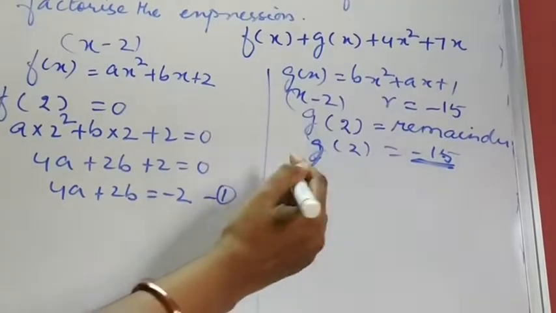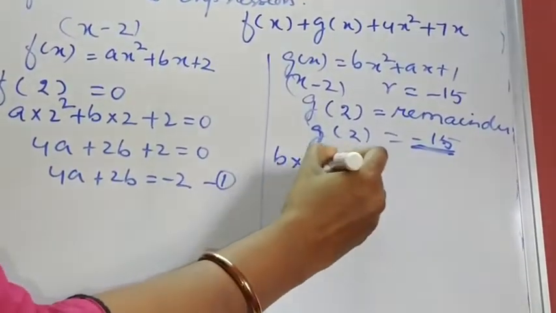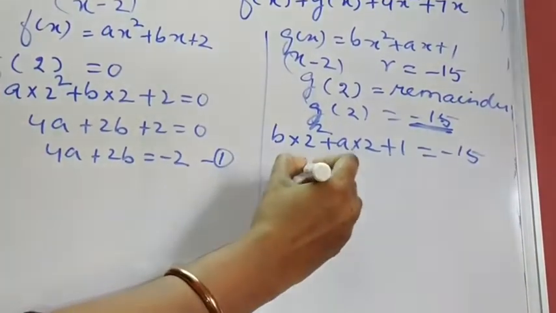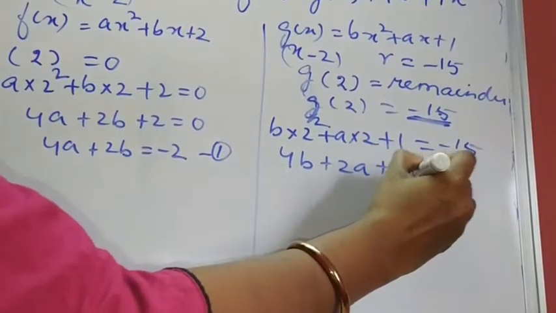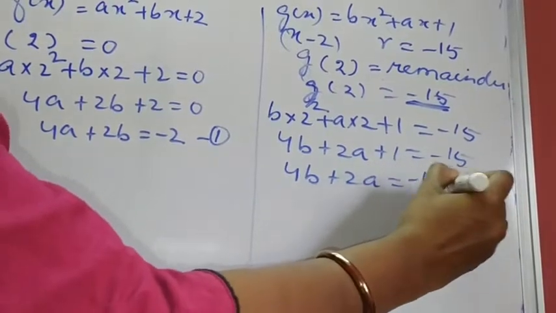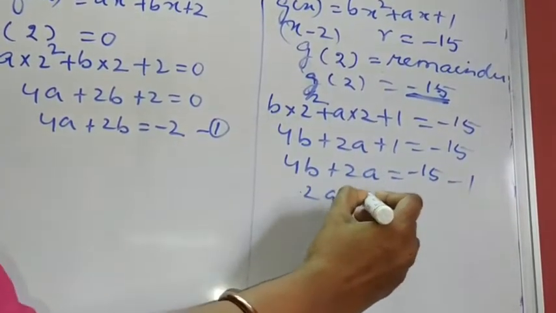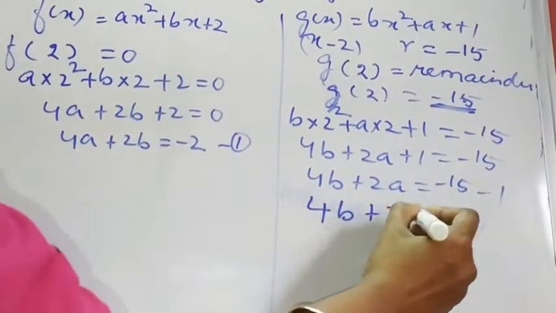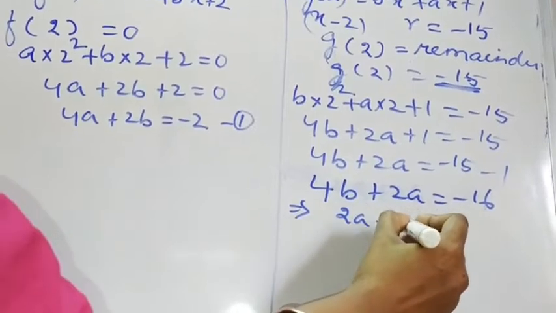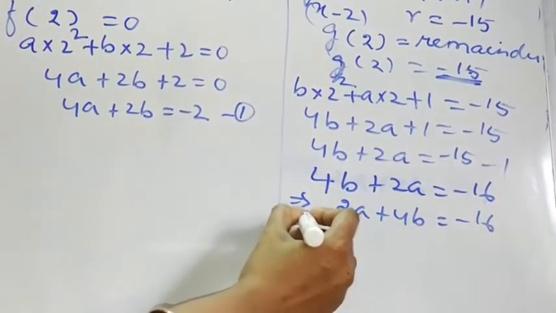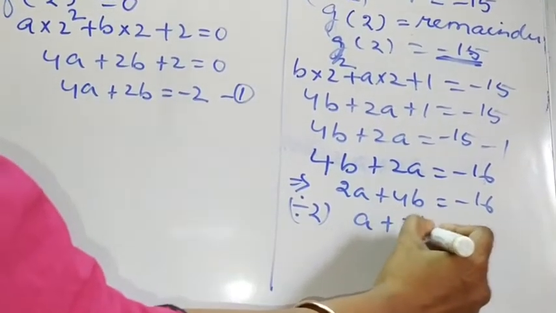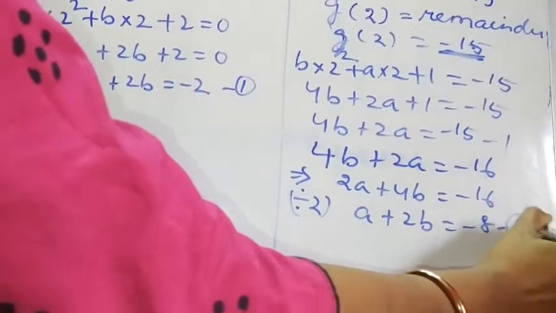Now putting this here, we get b into 2 square plus a into 2 plus 1 is equal to minus 15. So 4b plus 2a plus 1 is equal to minus 15. 4b plus 2a is equal to minus 15 minus 1. So 4b plus 2a is equal to minus 16. Let us arrange it: 2a plus 4b is equal to minus 16. Dividing the whole equation by 2, we get a plus 2b is equal to minus 8. This is our second equation.